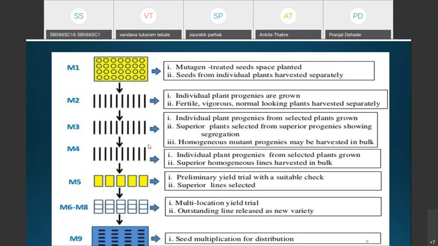That is the whole process of the mutation breeding, which is shown here in just one photograph.